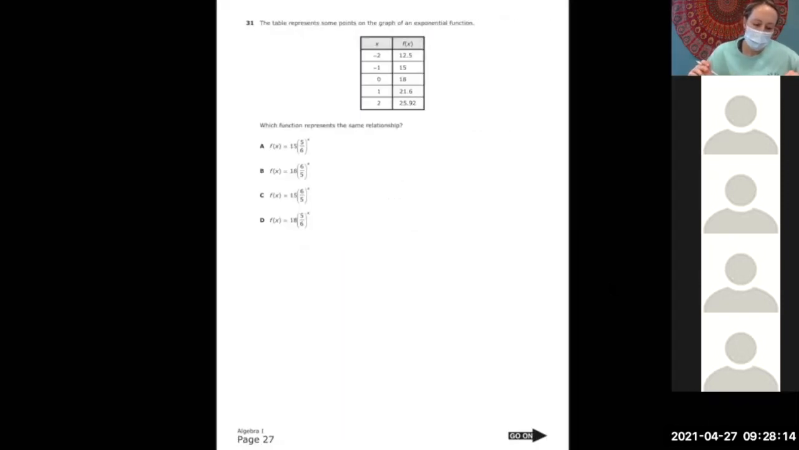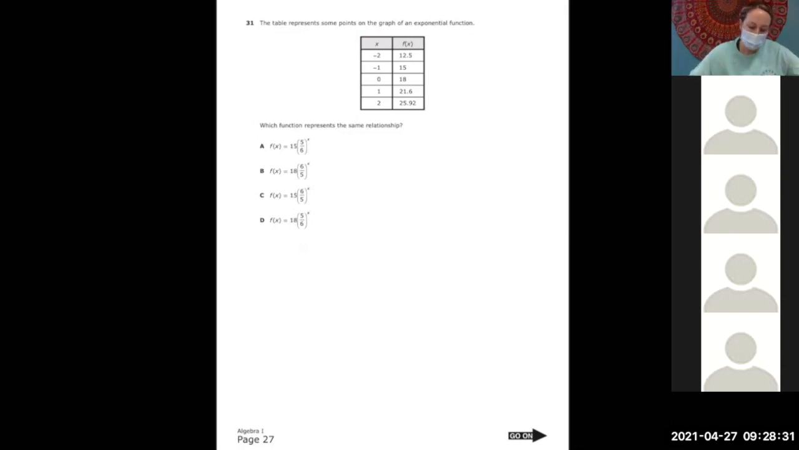Number 31, the table represents some points on the graph of the exponential function. Which function represents the same relationship? Again, we are plugging these into y equals. The only difference is that we're going to be looking at the table instead of the graph.